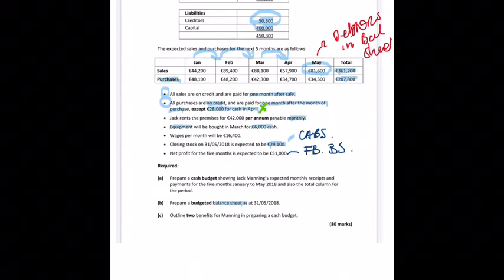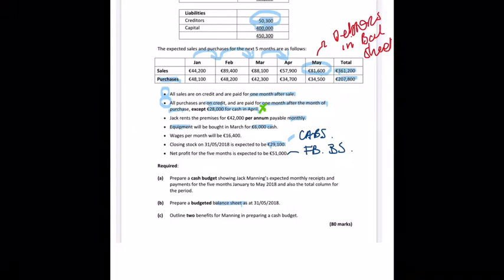Okay, so we're asked to do 3 things here. Prepare a cash budget showing Jack Manning's expected monthly receipts and payments for the 5 months January to May 2018, and also the total column for the period. Prepare a budgeted balance sheet at 31st of the 5th 2018, and last part there, a small theory question, outline 2 benefits for Manning in preparing a cash budget.